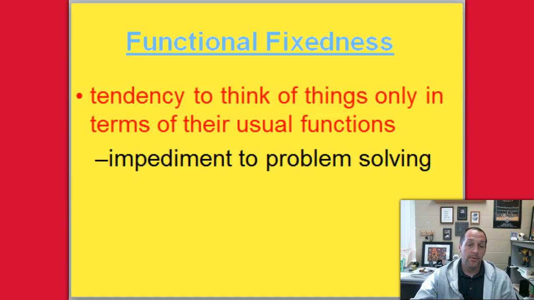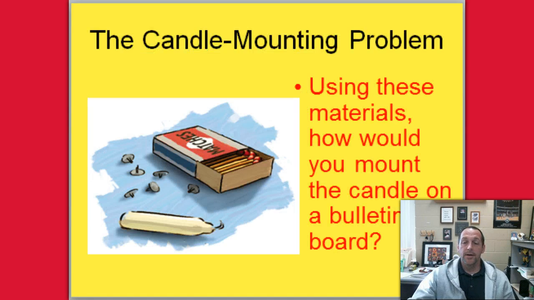But here's the big example from the book. The candle mounting problem using these materials. How would you mount the candle on the bulletin board? So you've got a box of matches, thumbtacks, and a candle. You have all these ways of thinking about how you're going to do this, and you're trying to use the tacks to push through the candle into the bulletin board. A million different ideas come to mind.